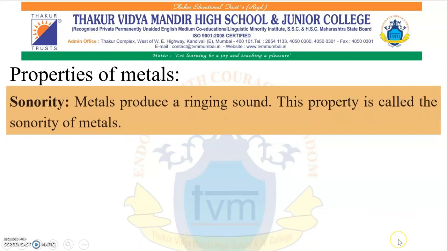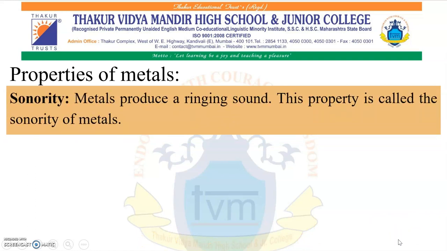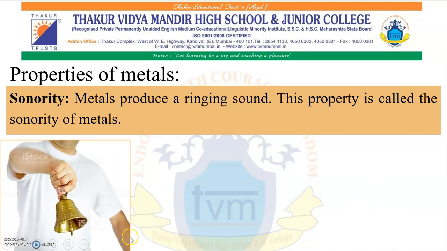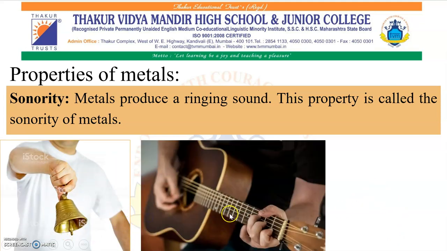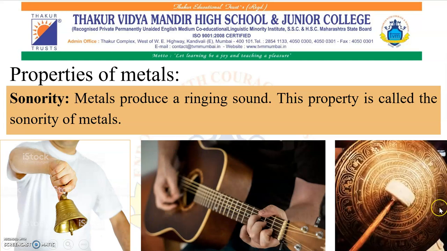The property is sonority. Metals produce a ringing sound. This property is called sonority of metals. Examples are a bell, a guitar, and here there is a big copper plate. If you bang on this plate, a melodious sound will be produced. So this property is called sonority.